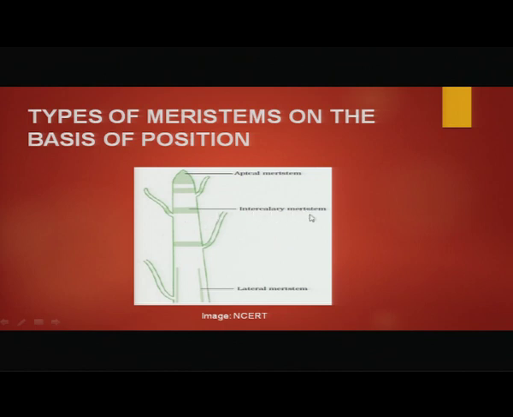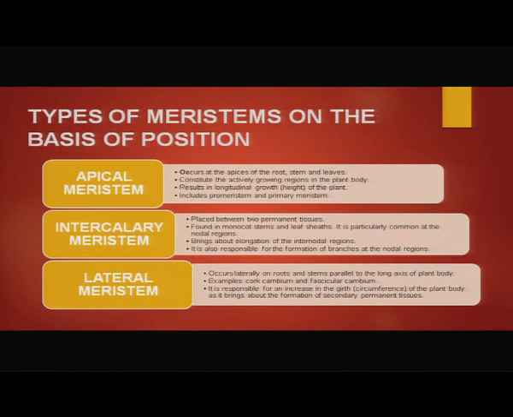Then the intercalary meristem is present at the nodes, and the lateral meristem runs parallel to the plant body and it is somewhere in the lower regions of the plant. Moving back. So, the apical meristem, as I said, occurs at the apex of roots, stems and leaves.